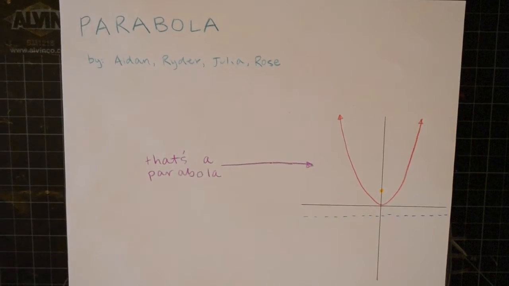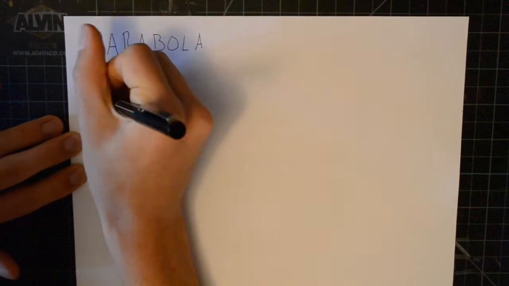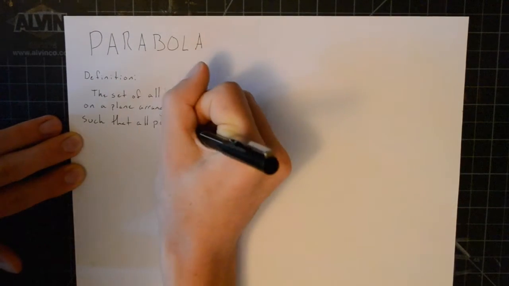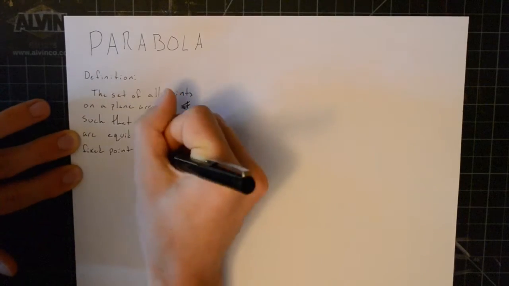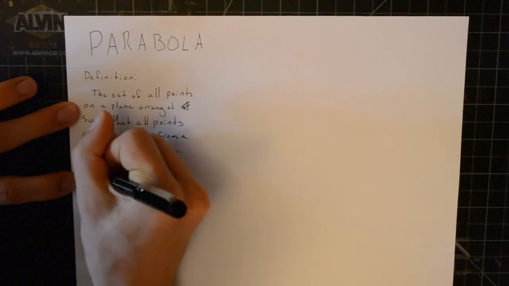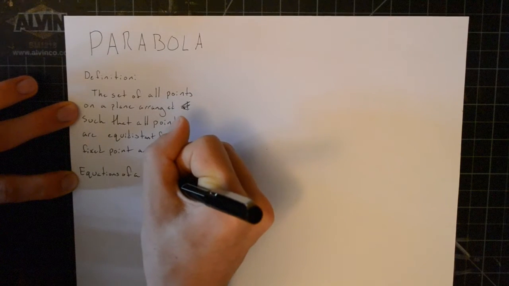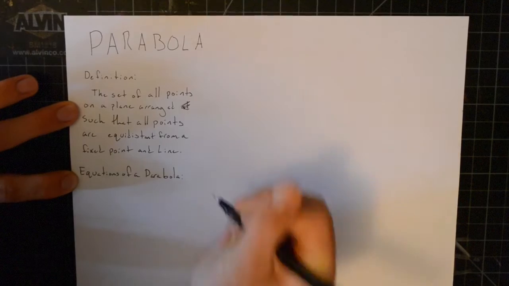That's a parabola. Parabolas are the set of all points on a plane such that all points are equidistant from a fixed point, called the focus, and a line, called the directrix. Parabolas are formed by using the quadratic equation. There are many forms of the quadratic equation. Therefore, there are many ways to solve for a parabola.